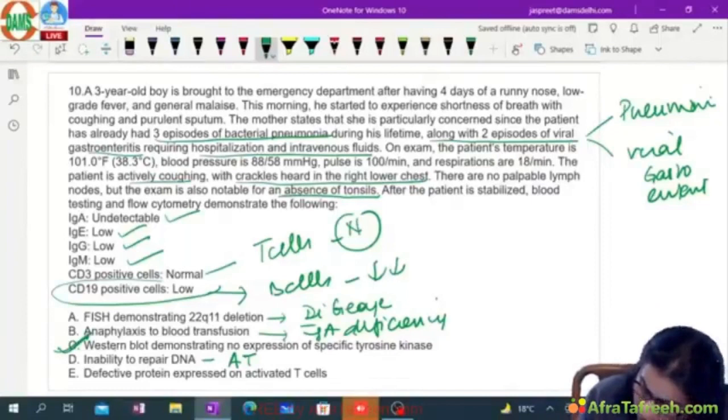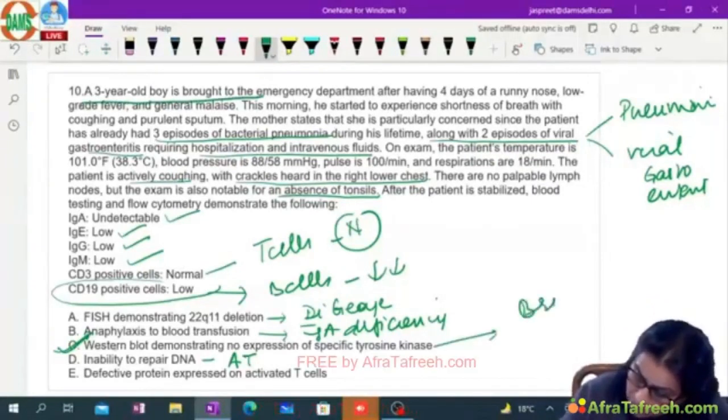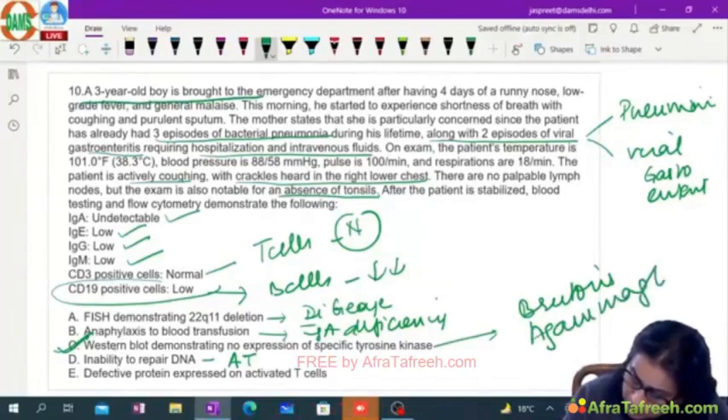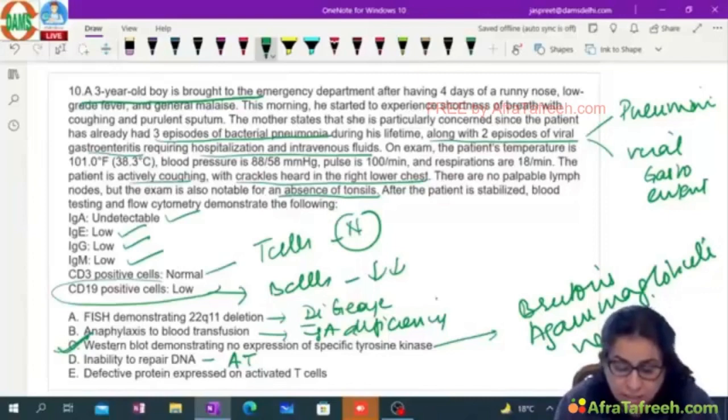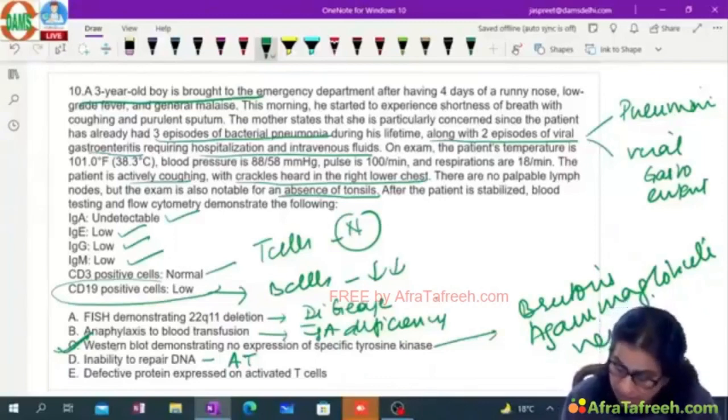Western blot demonstrating no expression of specific tyrosine kinase. So this is a 3-year-old male child. This is Bruton's agammaglobulinemia. Sridevi, in ataxia telangiectasia, IgA antibody is predominantly decreased. So this is not ataxia; it is a male child, and there's a past history of recurrent infections.